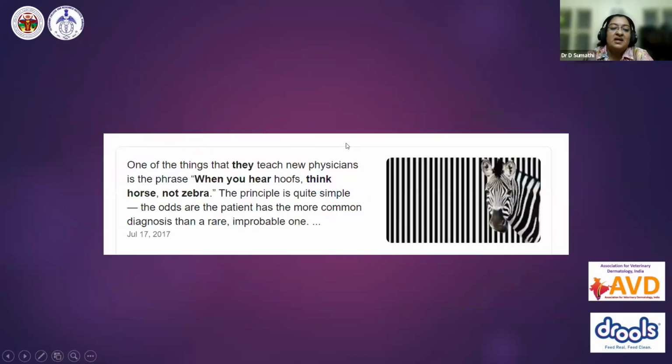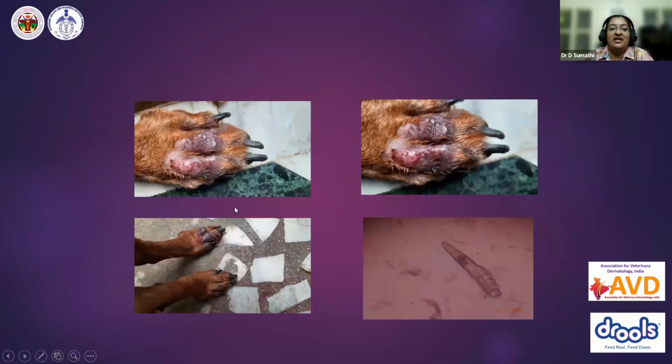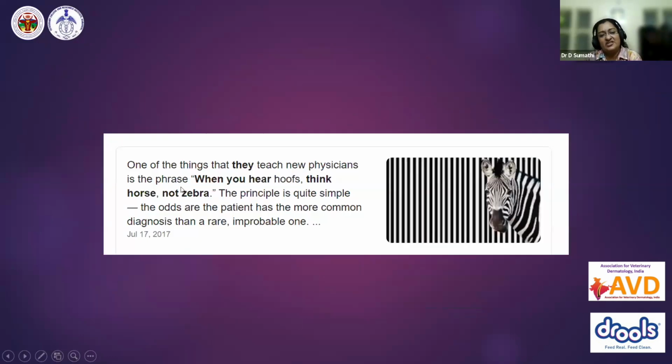Before getting into the conclusion, I would like to tell you, one of the things that they teach new physicians is the phrase, when you hear hoofbeats, think horse, not zebra. This principle is quite simple. The odds are the patient has the more common diagnosis rather than a rare, improbable one.